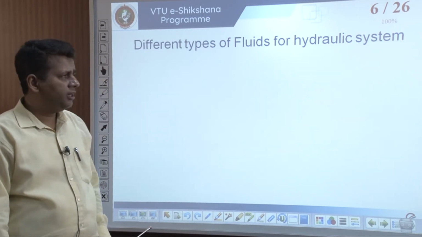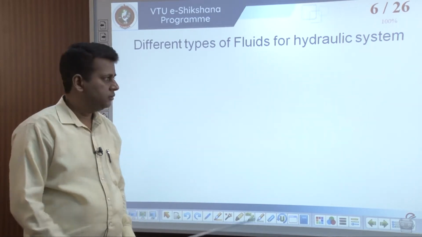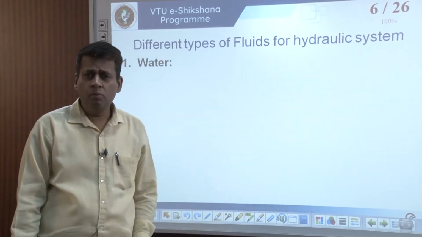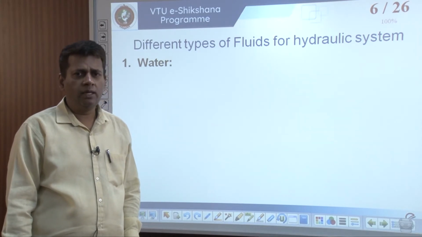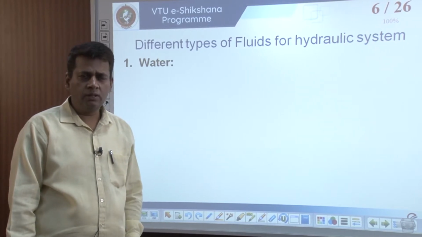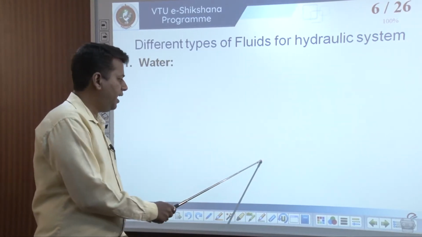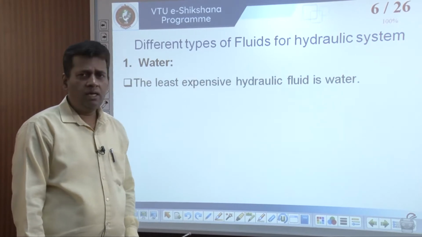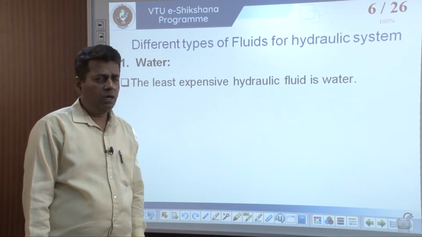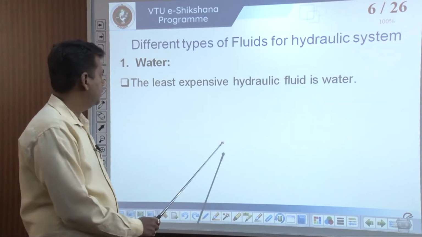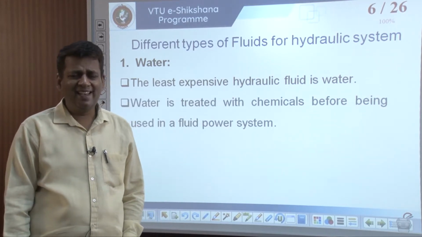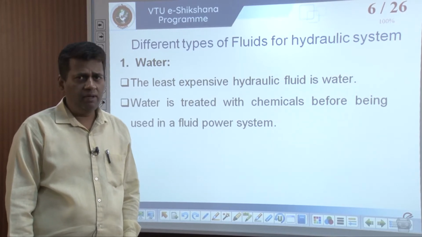Different types of hydraulic fluid are used. The first and most important fluid is water. Water is abundantly available and low cost, and we can use it as one of the prime hydraulic fluids. In fact, it is the first hydraulic fluid which was used for power transmission. It is less expensive and abundantly available.